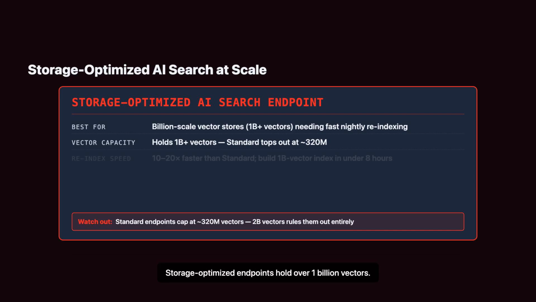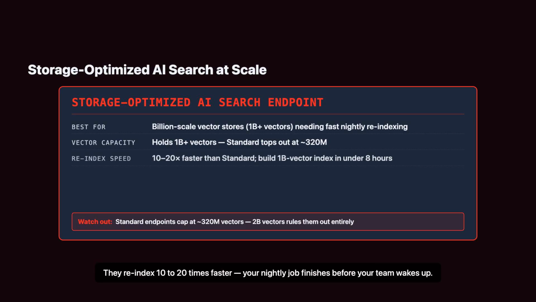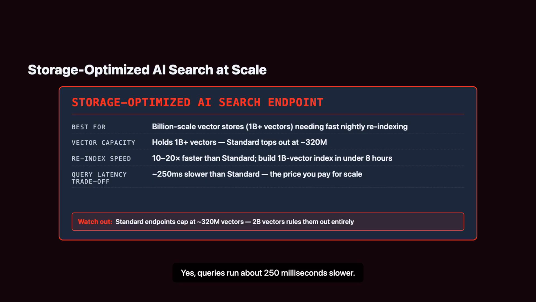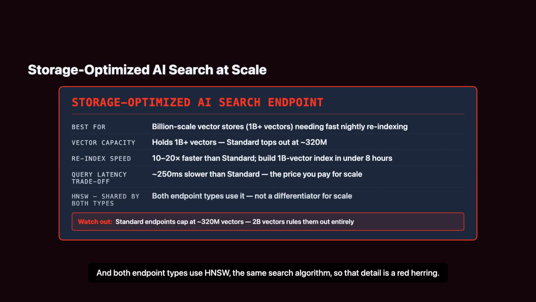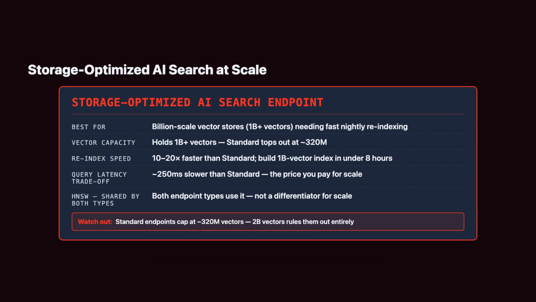Storage-optimized endpoints hold over 1 billion vectors. They re-index 10 to 20 times faster. Your nightly job finishes before your team wakes up. Yes, queries run about 250 milliseconds slower. That's the trade-off, and both endpoint types use HNSW, the same search algorithm, so that detail is a red herring. The question rewards re-index speed, not query latency.